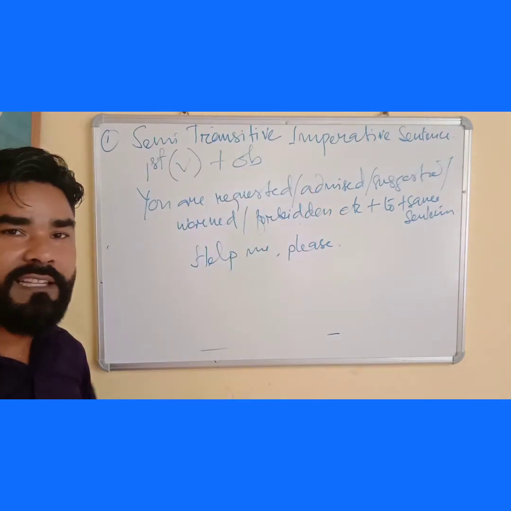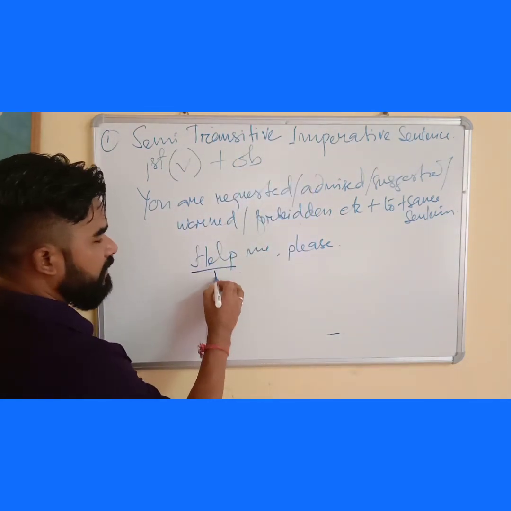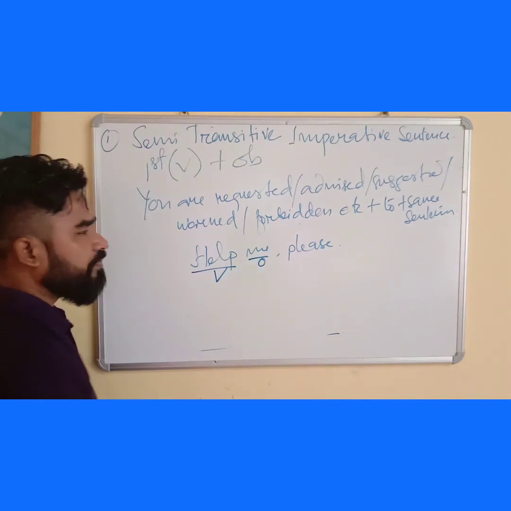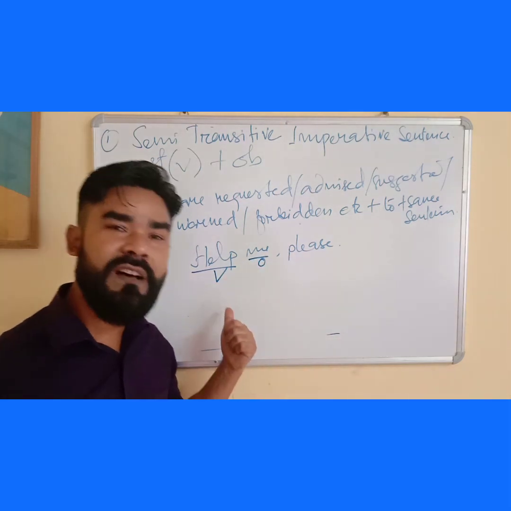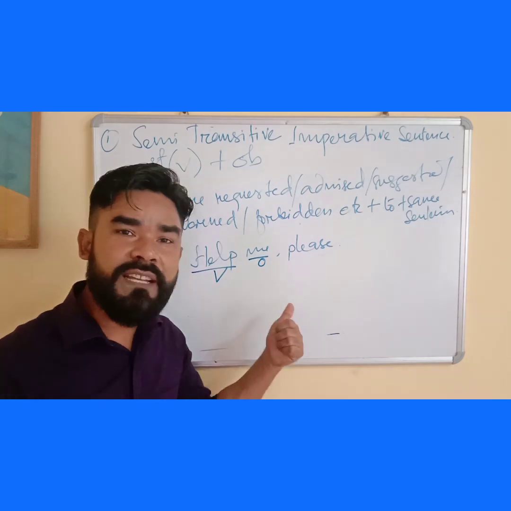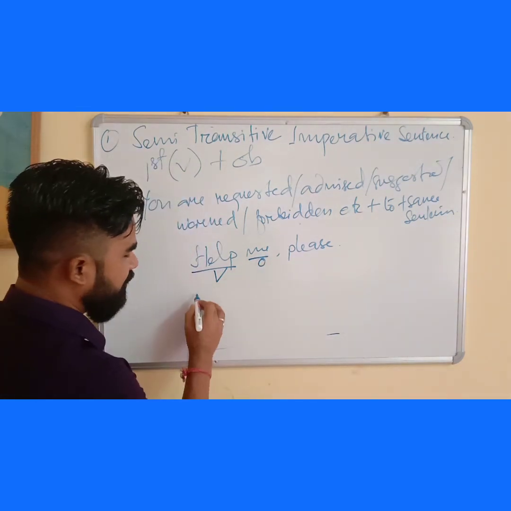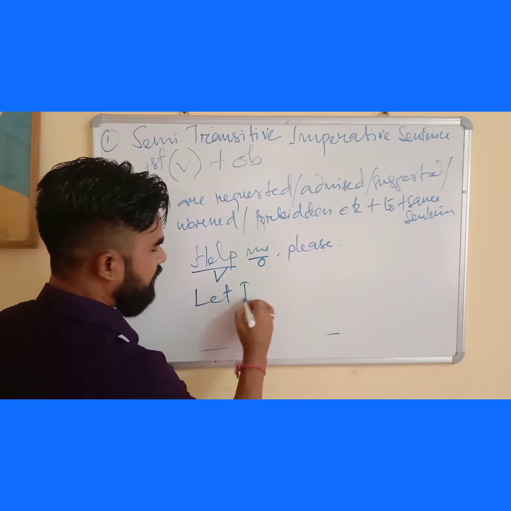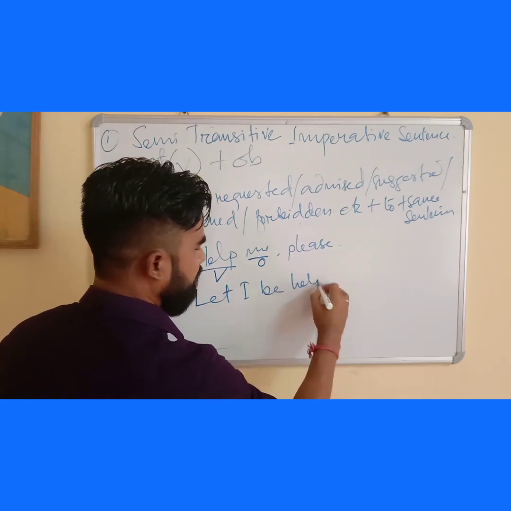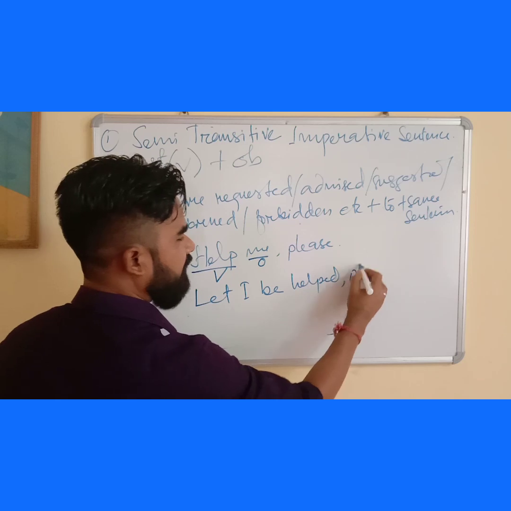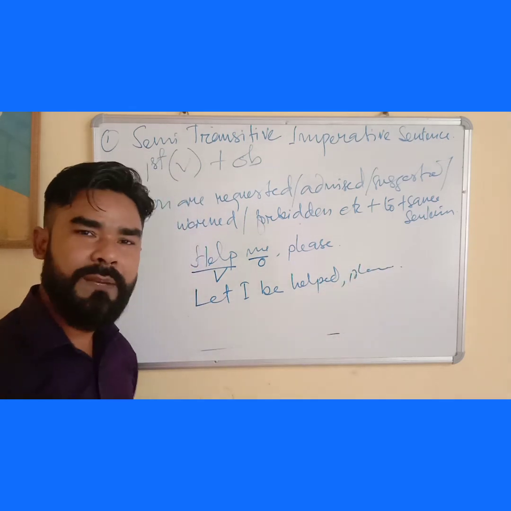For example, have a look at the sentence. Help me, please. Help is the verb, and me is the object. So if it is the object, then who is receiving that impact? I. So the answer is let I be helped. Then we can write please. Let I be helped, please.